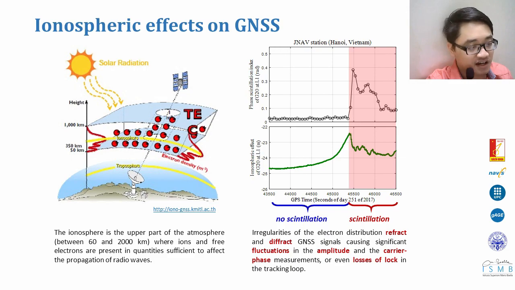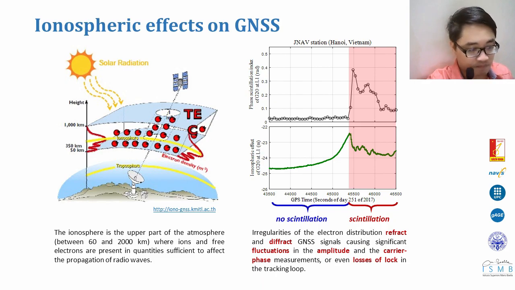During the day, sun radiation causes ionization of neutral atoms, producing free electrons and ions. During the night, the recombination process prevails, where free electrons are recombined with ions to produce neutral particles, which leads to a reduction in the electron density. As you can see in the plot depicting the standard deviation of the carrier phase and corresponding fluctuation of the ionospheric effect on it.